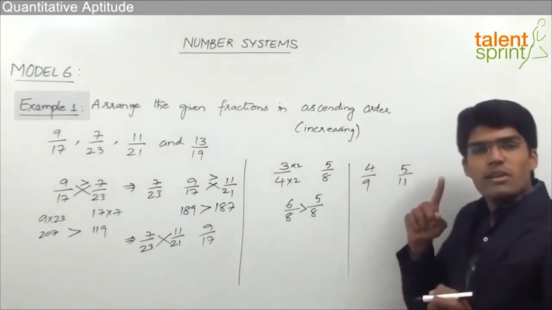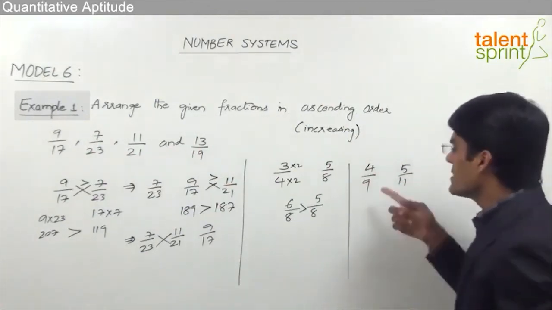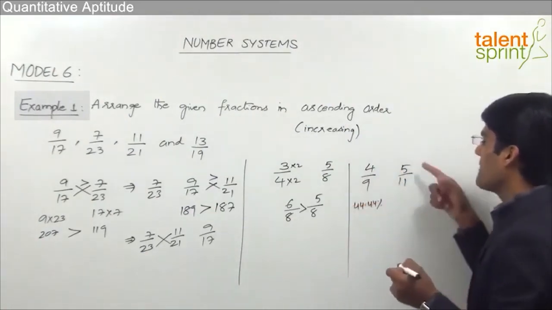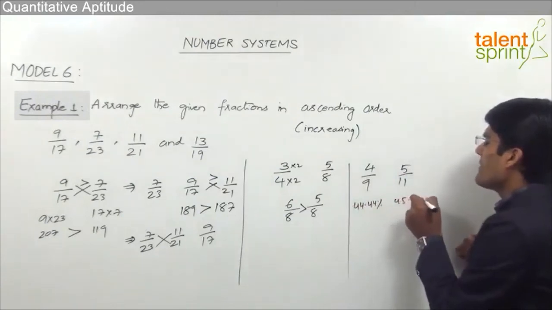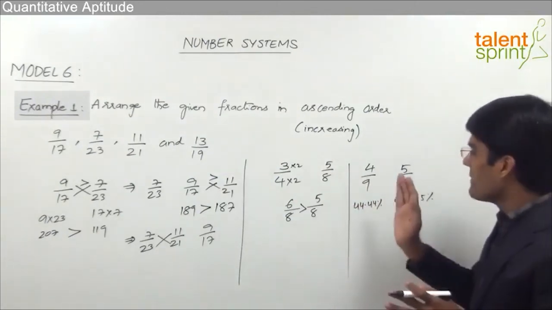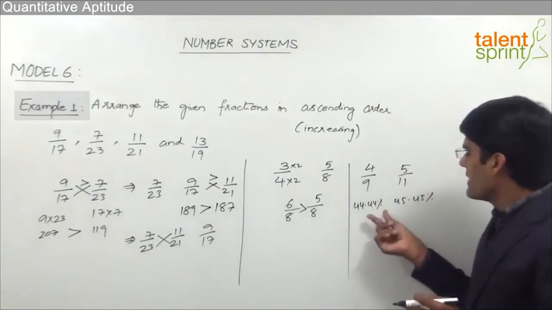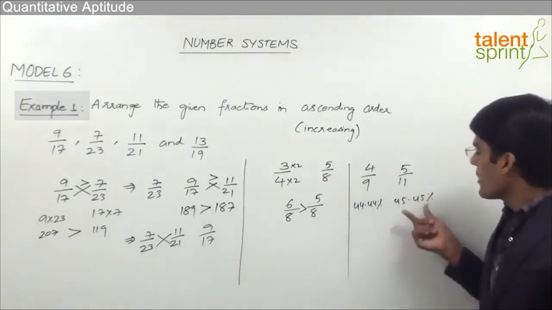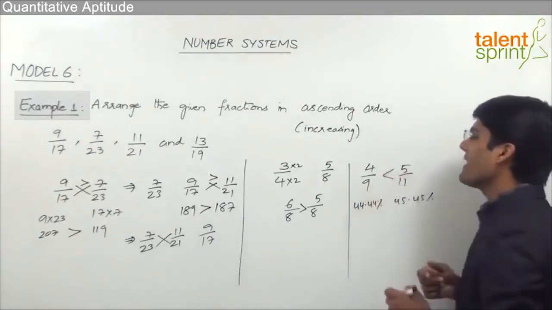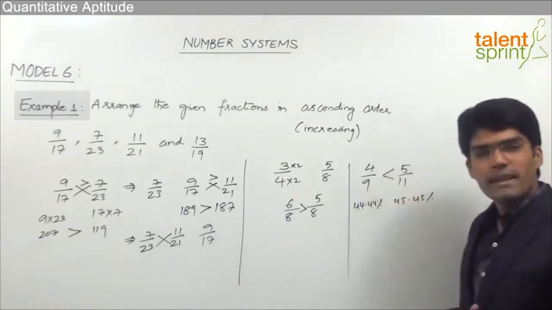Now, from the knowledge of conversion of fractions to percentages, we know that 4 by 9 is 44.44% and 5 by 11 would be 45.45%. So if we are able to quickly convert the given fraction into percentages, we can decide which is a greater fraction. Because 45.45 is more than 44.44, we can say that 5 by 11 is more than 4 by 9.